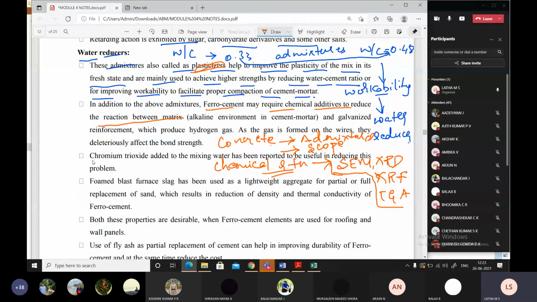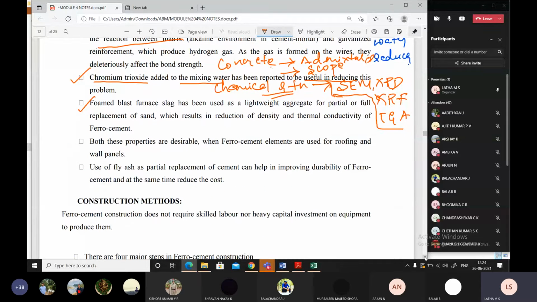Something like chromium trioxide, when added to the water, is useful in reducing the problem. So chromium trioxide and foam blast furnace, there are some materials available which act as water reducers. They are all supportive to the water reducers.